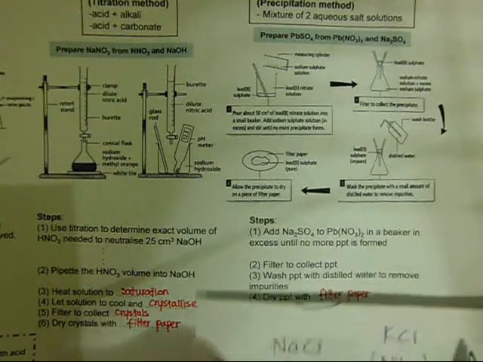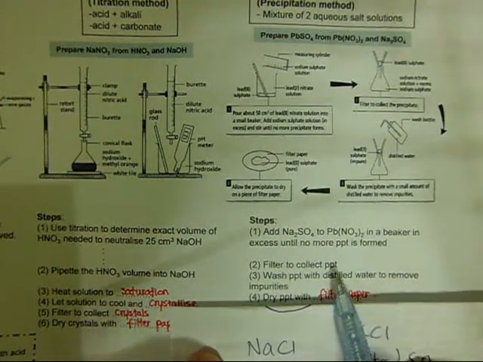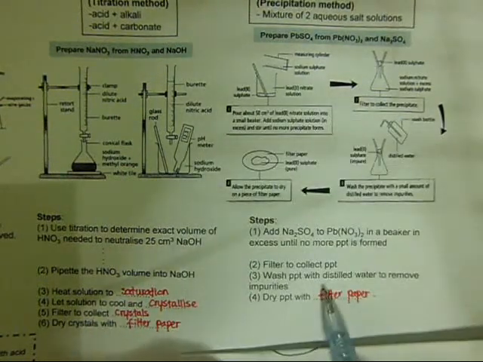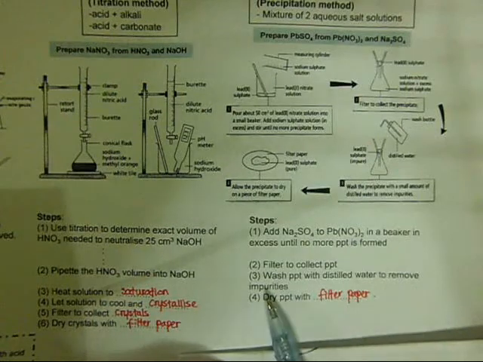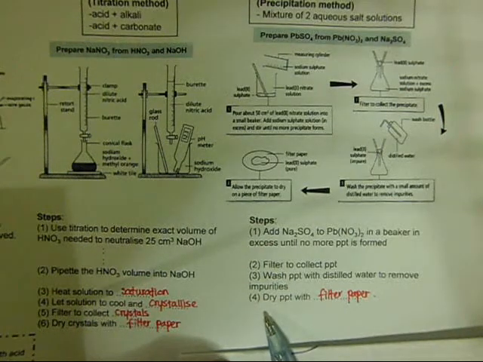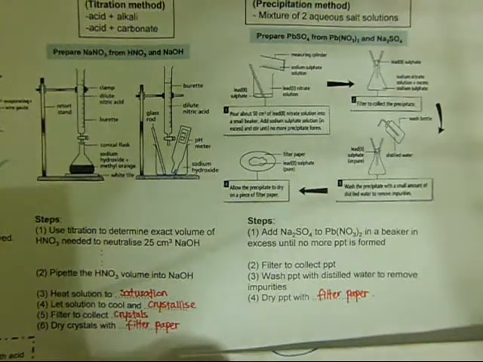Then after you see the precipitate, you need to filter to collect the precipitate, which is actually your lead-2 sulfate. Wash the precipitate with distilled water to remove any impurities, and then dry the precipitate with filter paper. These are all the steps you need to write when the question asks how to prepare lead-2 sulfate. Alright, so this is the precipitation method.